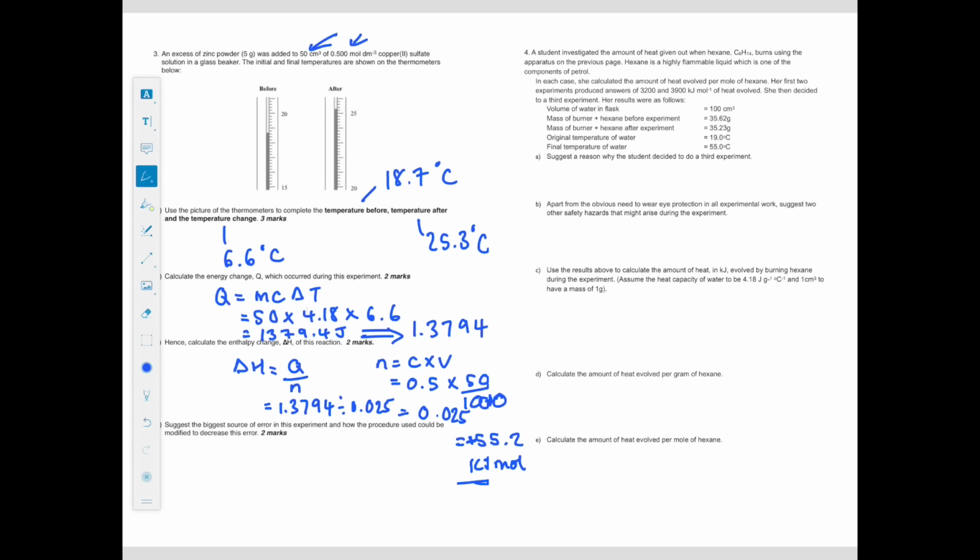Suggest the biggest source of error in this experiment and how the procedure used could be modified to decrease this error. Well, it's always going to be heat loss to the surroundings. So rather than using a glass beaker, you could use a polystyrene cup with a lid, because that is a better insulator.